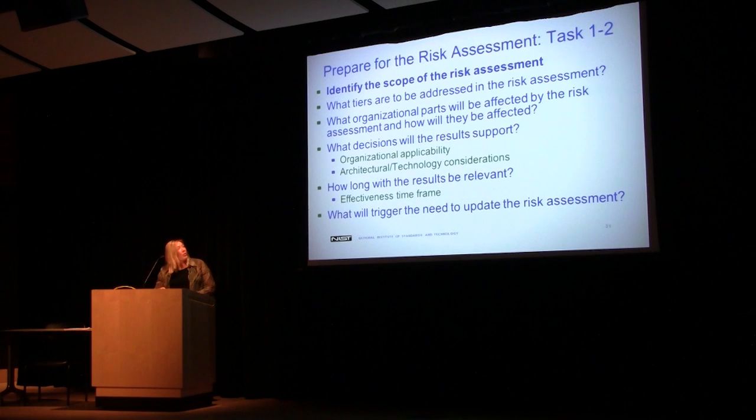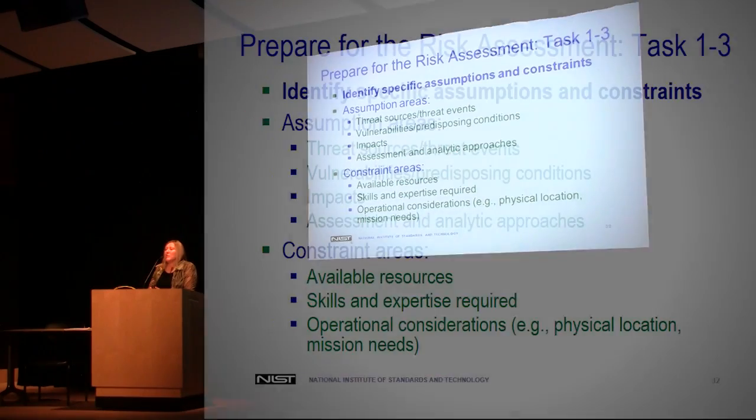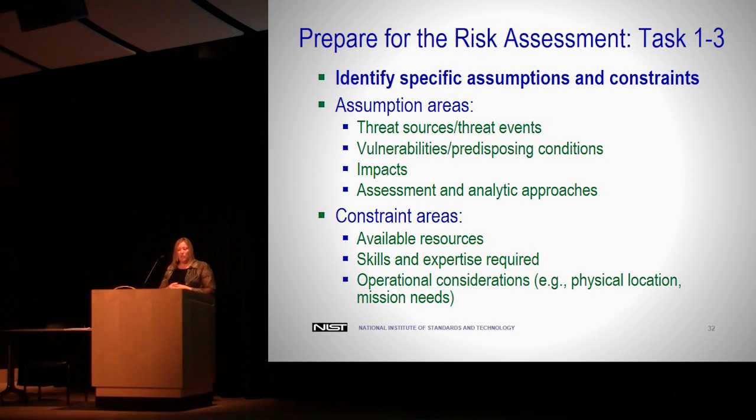Anyway, let's see, where are we? Task 2. Okay, so let's move on to task 3 under the prepare step. And here's where we identify assumptions and constraints. This is pretty important because we need to know what assumptions we're making and what constraints we have before we start delving into it. And so assumption areas: you might make some assumptions about threat sources and threat events, basically about all of your risk factors, vulnerabilities, impacts, and assessment and analytic approaches. So what assumptions did you make there?